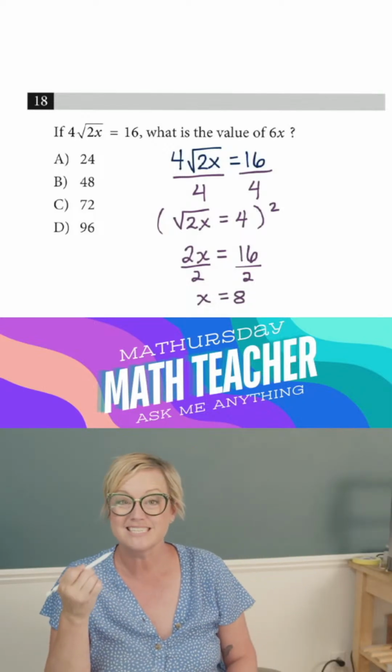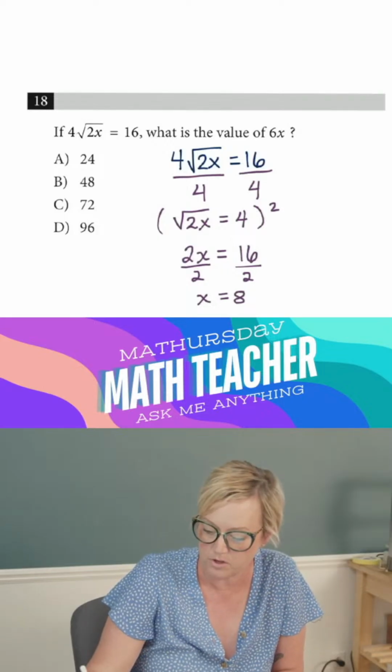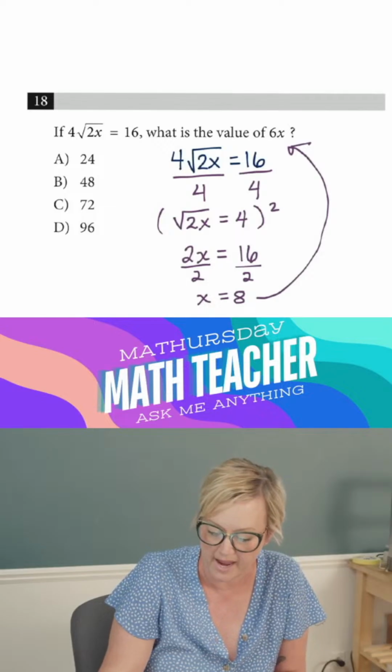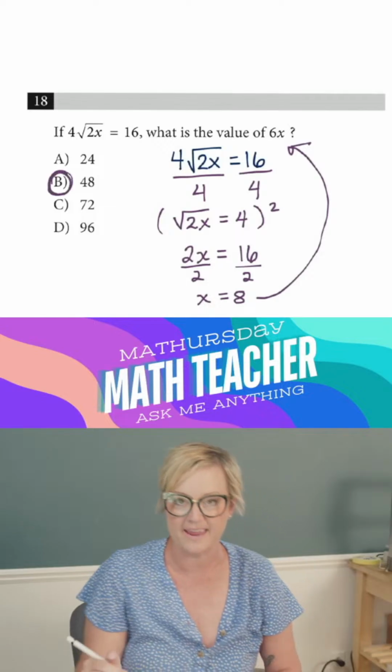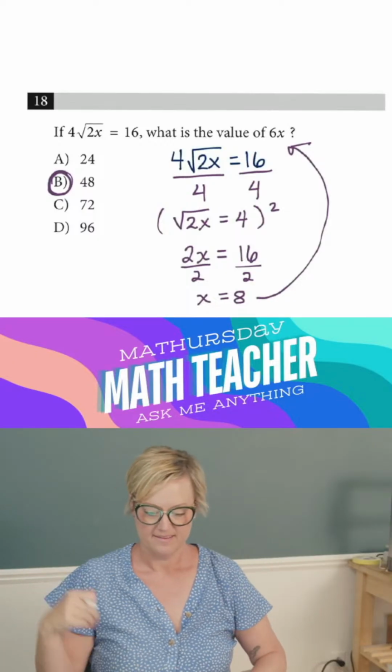Okay, now our answer is not 8, right? Our value for x is 8. So then I use that up here. 6 times 8 is 48, so my answer is B. Yay! Gold star. Okay.